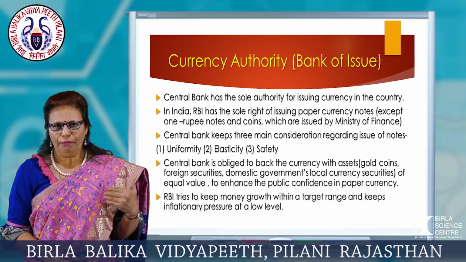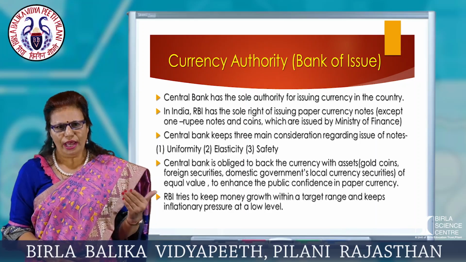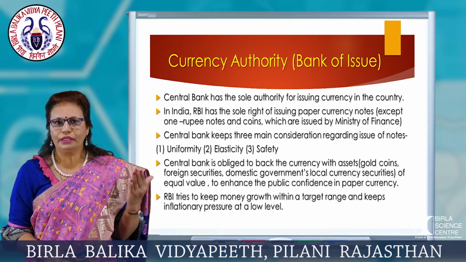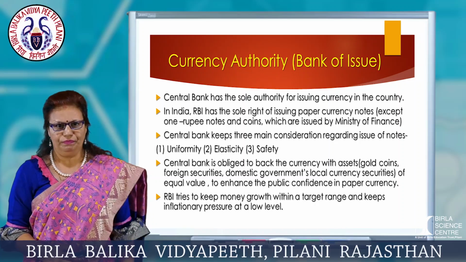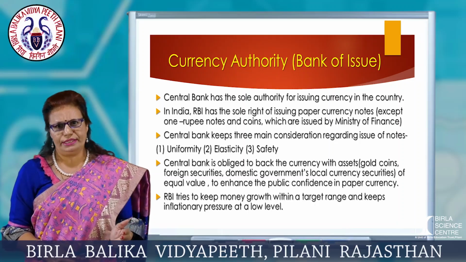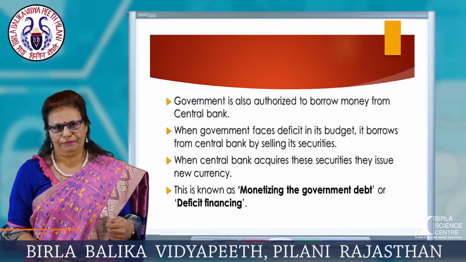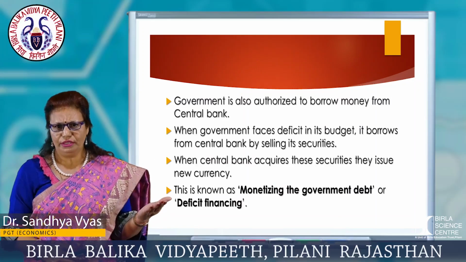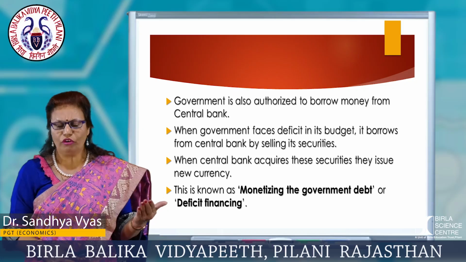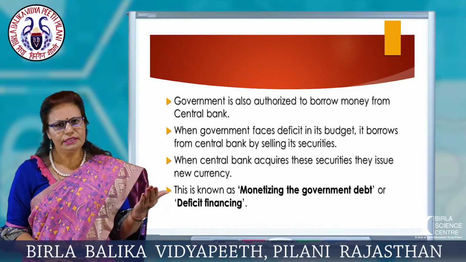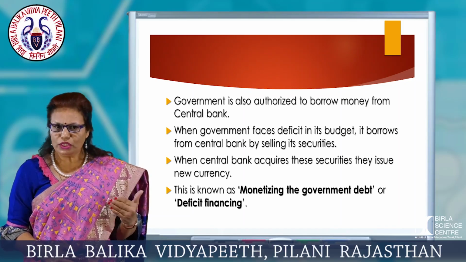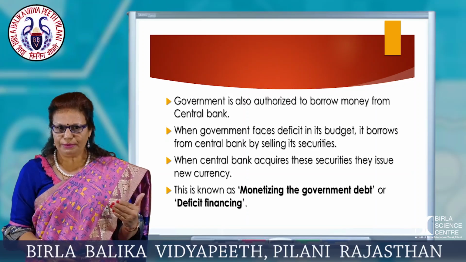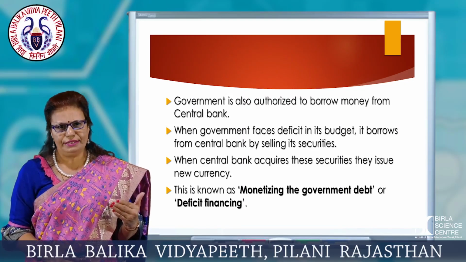RBI tries to keep money growth within a target range and keeps inflationary pressure under control, and it strives to maintain it at the lowest level. The government is also authorized to borrow money from the central bank. When the government faces a deficit in its budget, it borrows from the central bank by selling its securities. When the central bank acquires these securities, it issues new currency. This is known as monetizing the government debt or deficit financing.